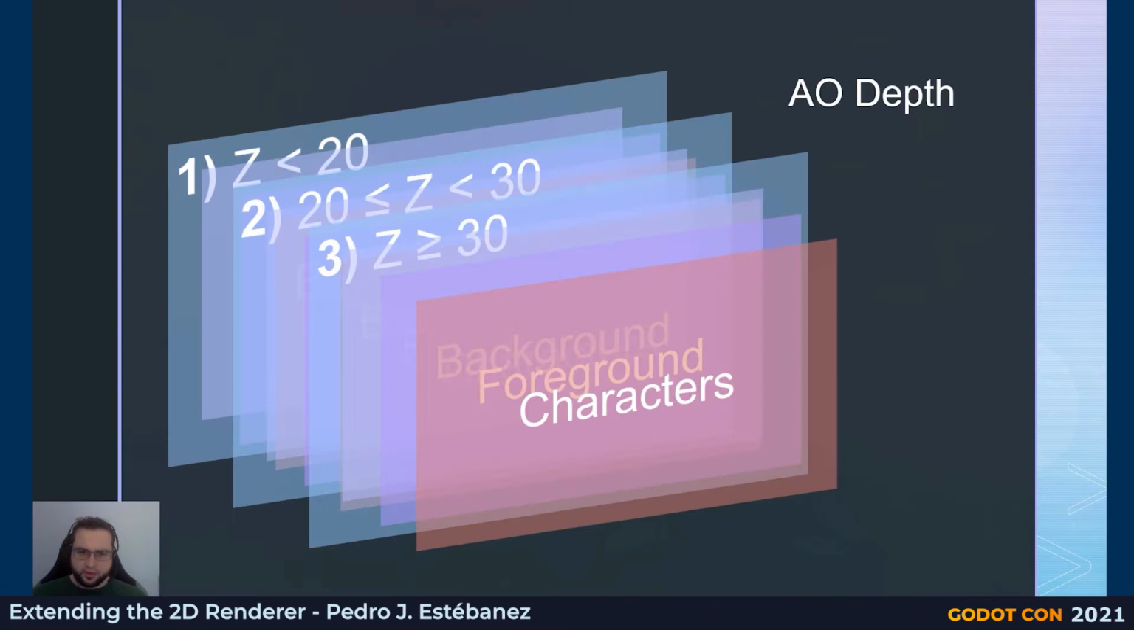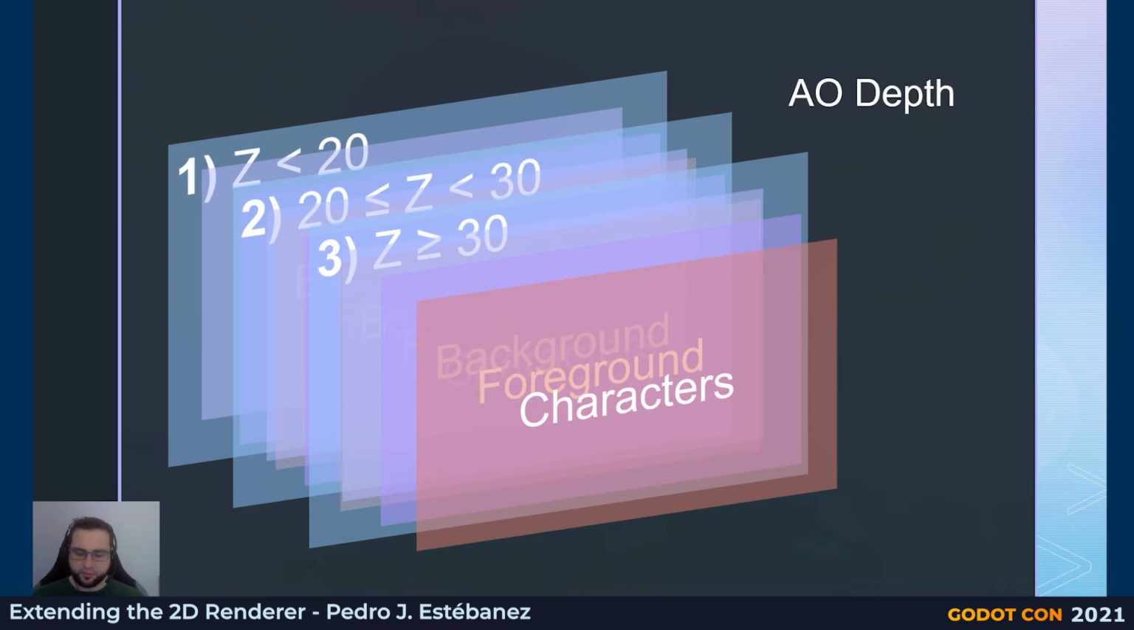Well, the main concept everything will revolve around in this technique is what I'm calling AO depth, which is a value telling something like how deep into the screen the element we want to project shadows from is, because that will also inform how those shadows interact with other elements. So let's consider we have a number of Z-based layers. The first one, or the deepest one, will be for everything with Z below 20.